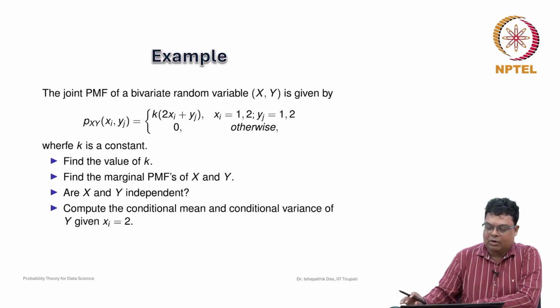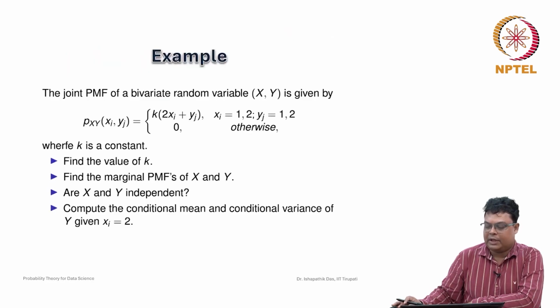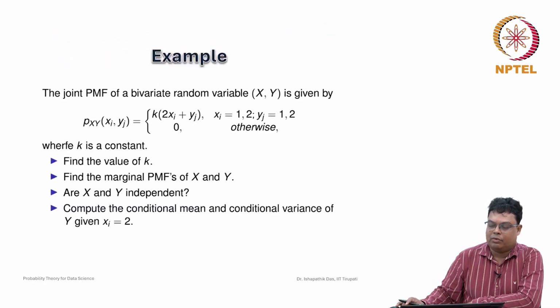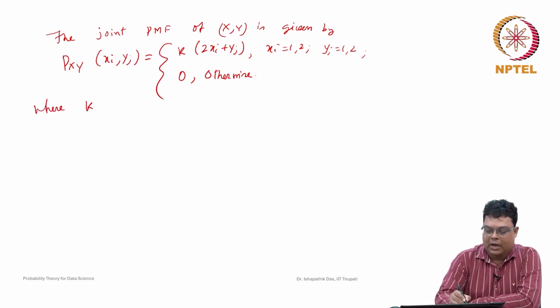So here the joint probability mass function of X and Y is given by p_XY(x_i, y_j) = k(2x_i + y_j), whenever x_i takes the values 1 and 2 and y_j takes the values 1 and 2, and this is equal to 0 otherwise, where k is a constant.